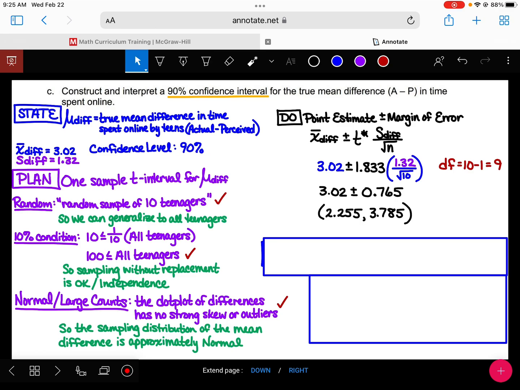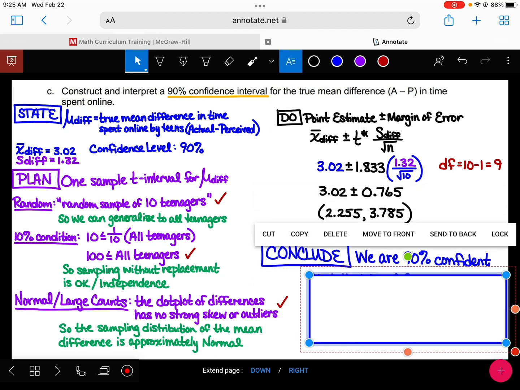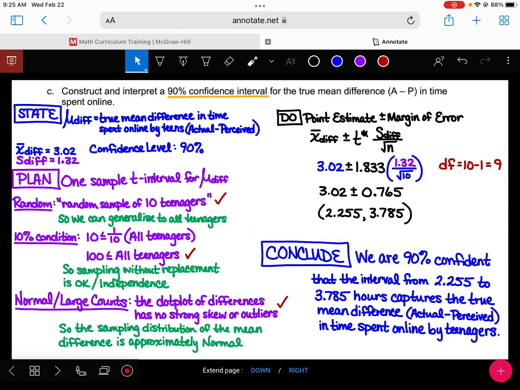So what can we conclude? Yes, and you have to include your direction here as well. Actual minus perceived. Yes, we are 90% confident that the interval from 2.255 to 3.785 hours, make sure you're including units there because that's where we can get some context in, captures the true mean difference, actual minus perceived, in time spent online by teenagers.